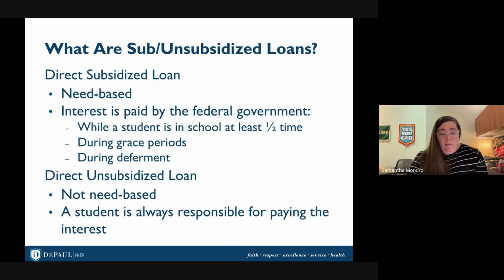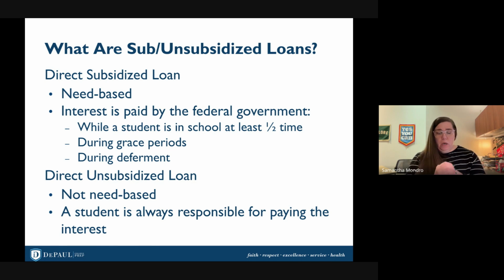So talking a little bit more deeply about subsidized versus unsubsidized loans, the two types of loans that you can receive through the federal government are direct subsidized loans. These are need-based. The wonderful thing about the subsidized is that the interest is paid by the federal government while the student is in school at least half time. So if you depart from your university and do not have plans of coming back, if you took out loans, they can go into repayment.